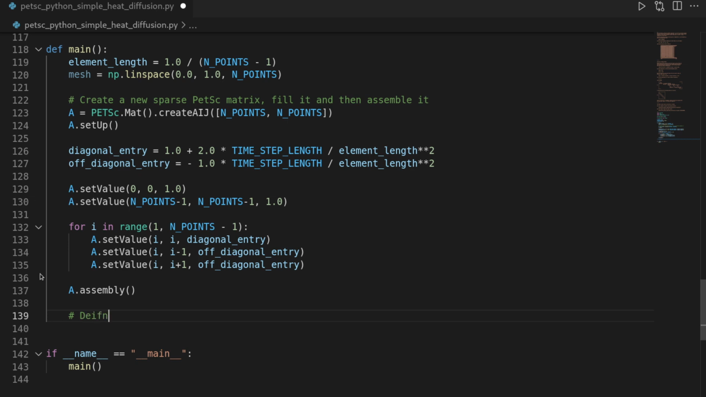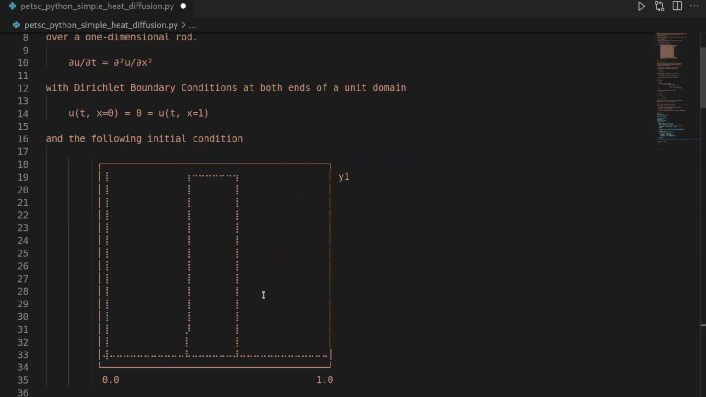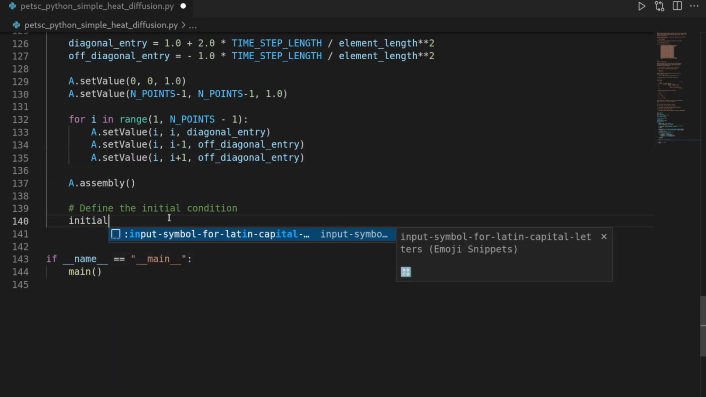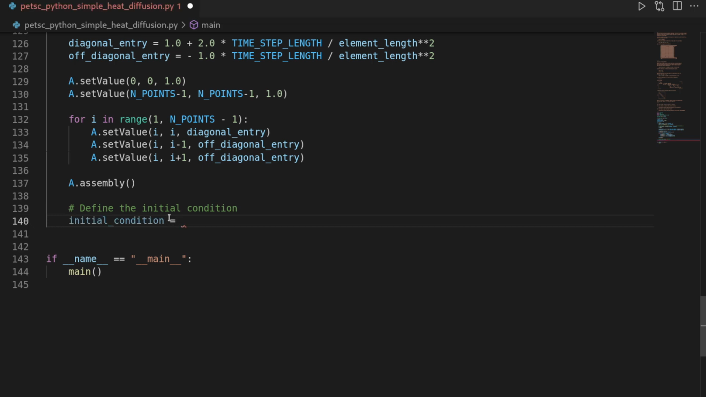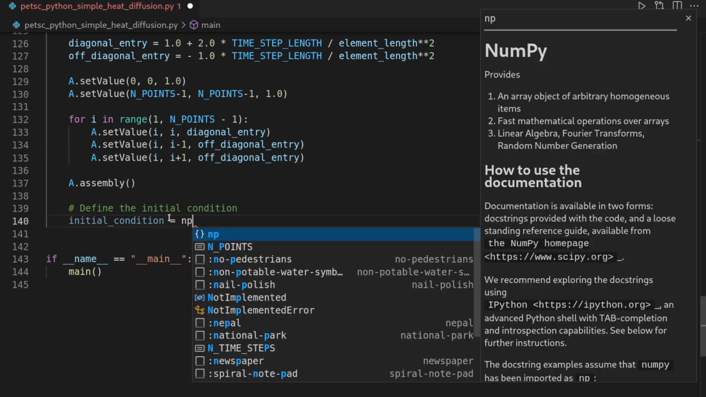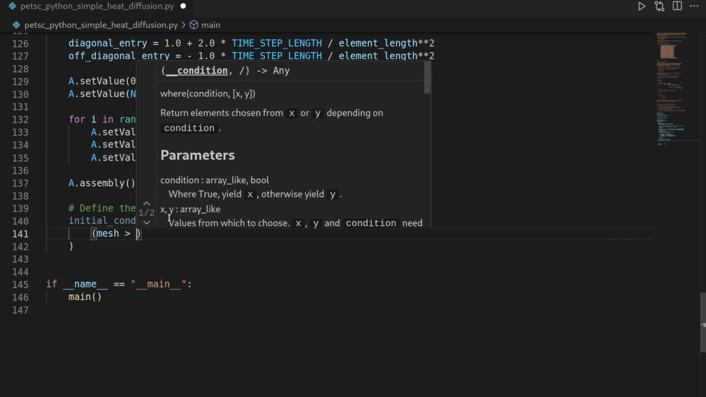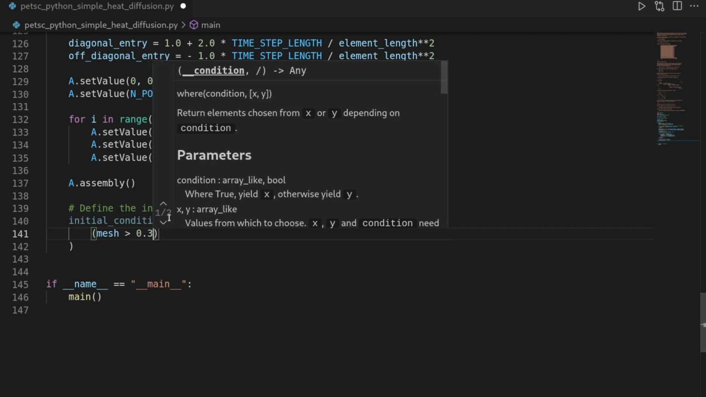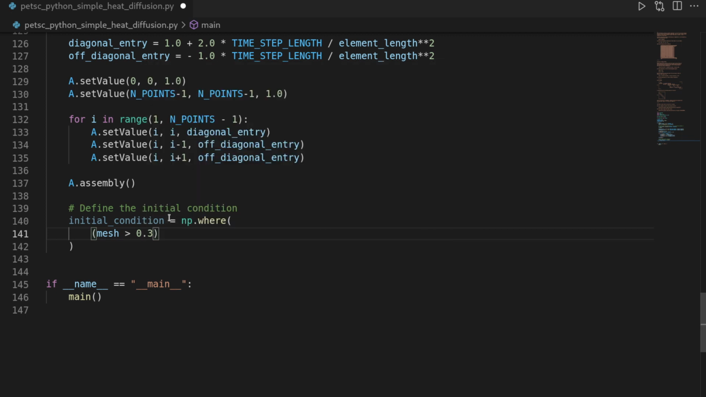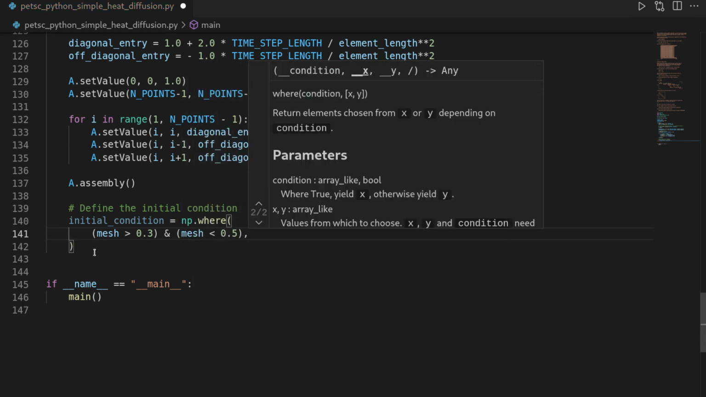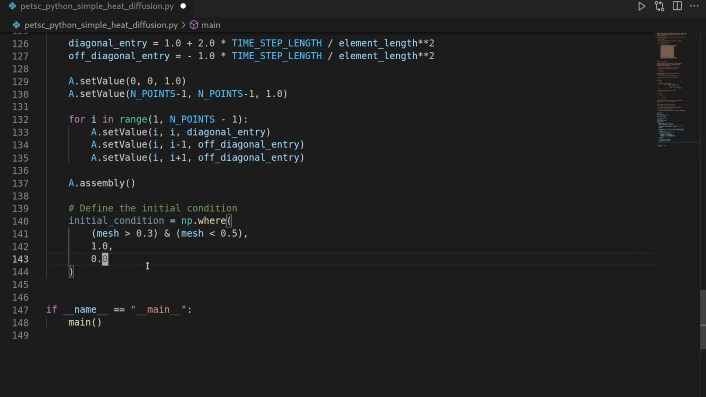Then let's define the initial condition. And here I wanted to use this step profile that you can find here. So let me define that using a numpy.where command. So I say my initial condition, so basically the temperature profile at the start, is numpy.where, and then we need a condition, and I want to have it at mesh points that have coordinate values greater than 0.3, and they shall be having values smaller than 0.5, and then I want to use 1 and otherwise 0.